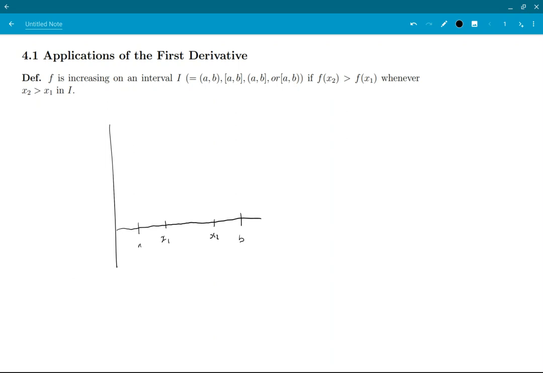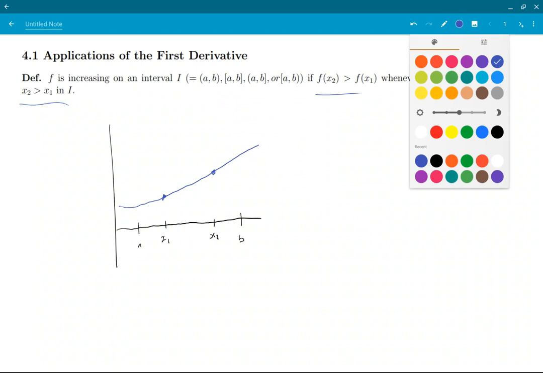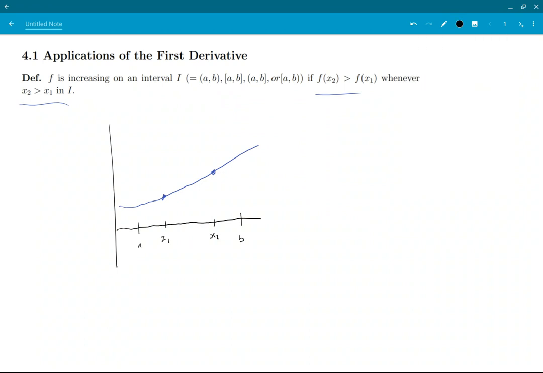Okay, it just means the obvious thing. When I go left to right, my function is going up. That's what these two inequalities are telling me. And similarly, decreasing would change this inequality here.